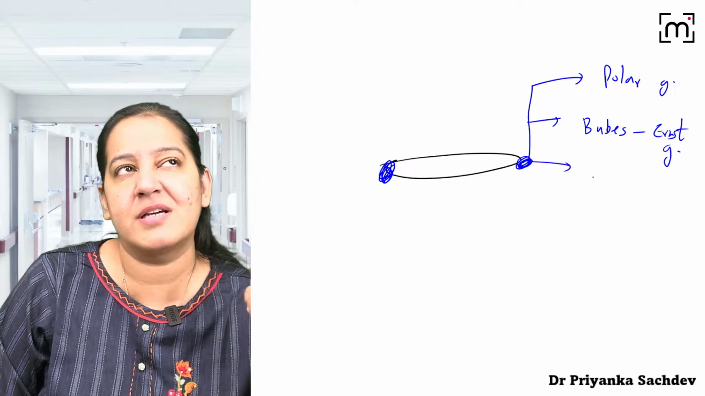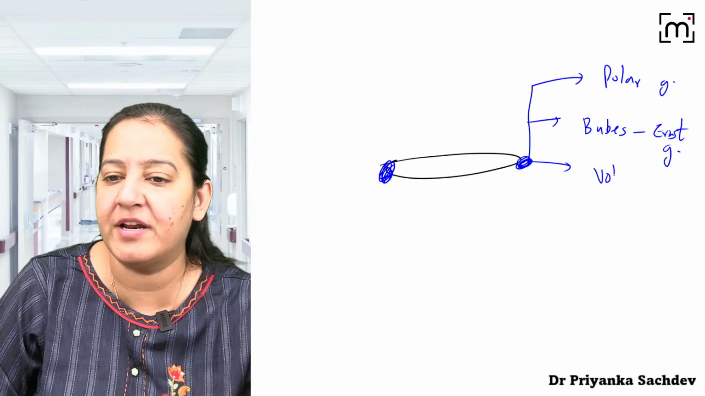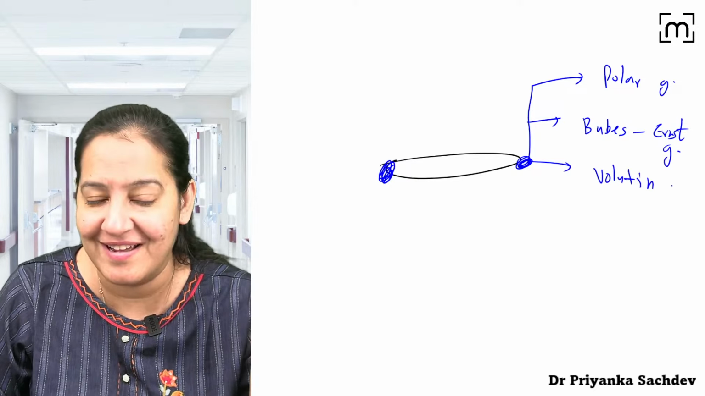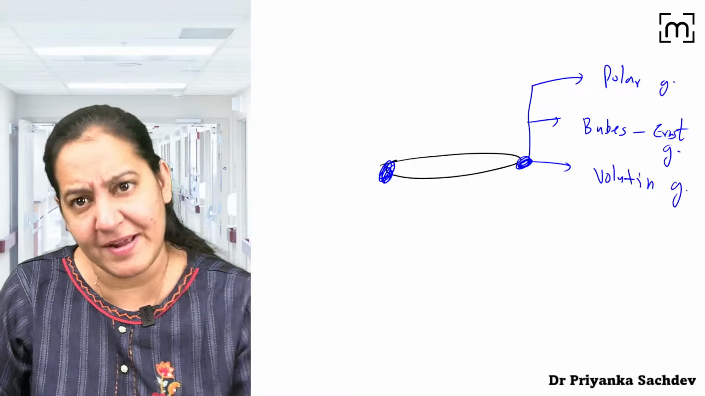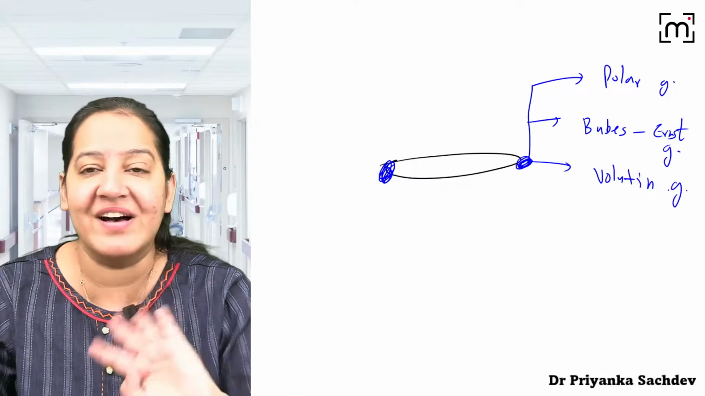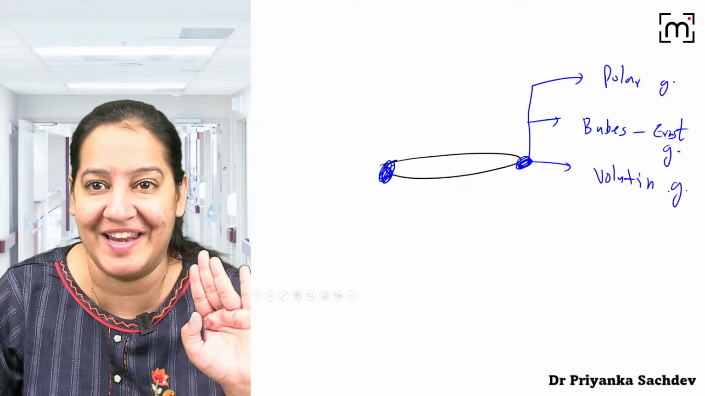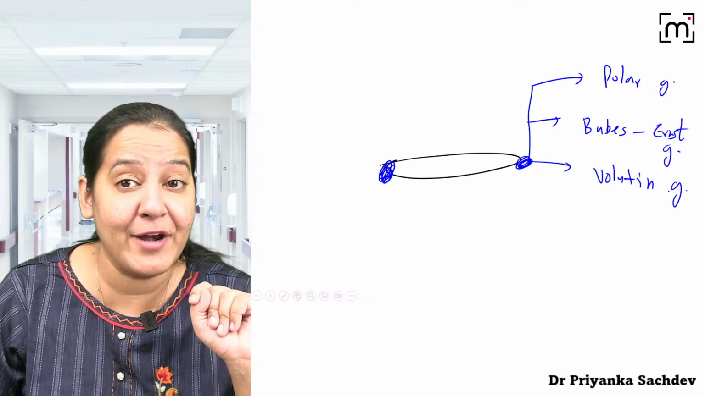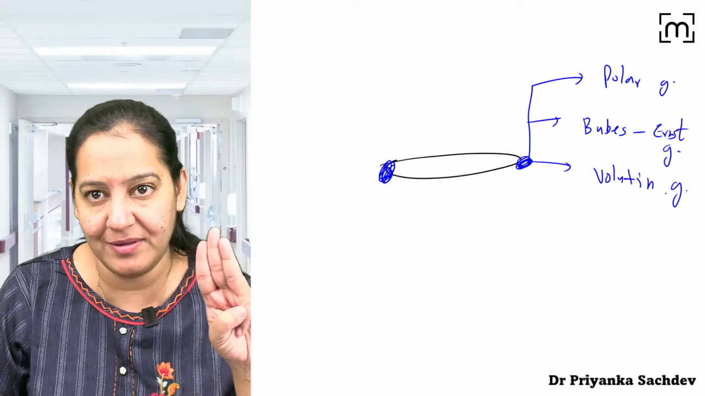The third, it was discovered for the first time in a bacteria. The name of the bacteria is Spirillum volutans. That's why known as volutin granules. They are present in Corynebacterium diphtheriae also, but first time they were not discovered in Corynebacterium diphtheriae. They were discovered in Spirillum volutans. That's why known as volutin granules, the third name.